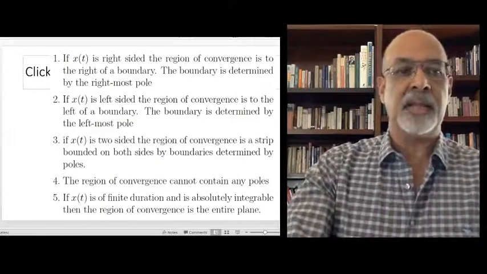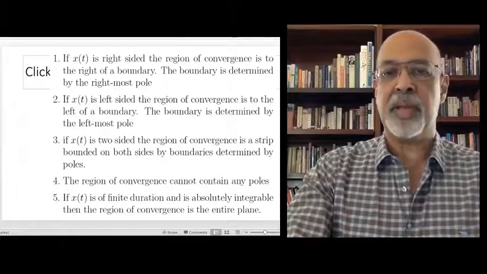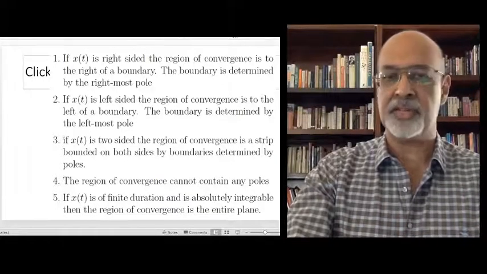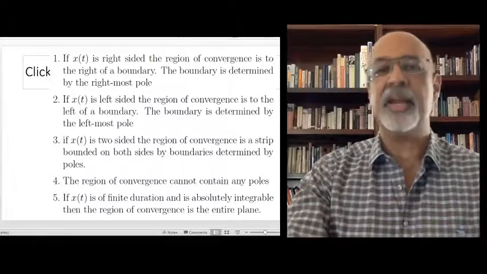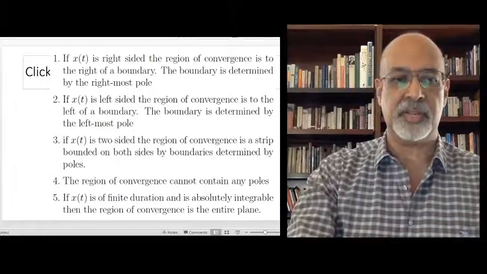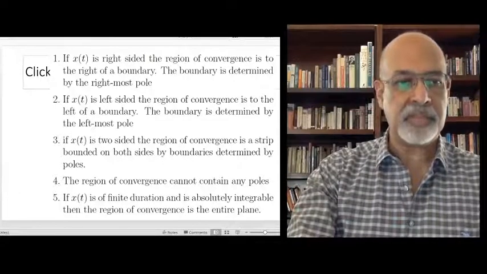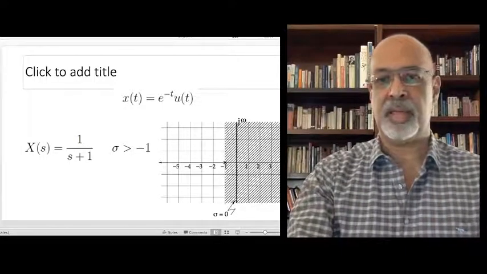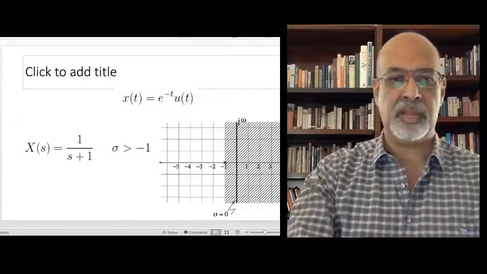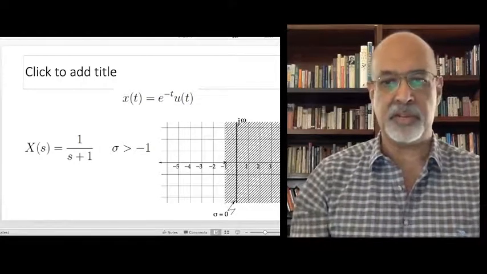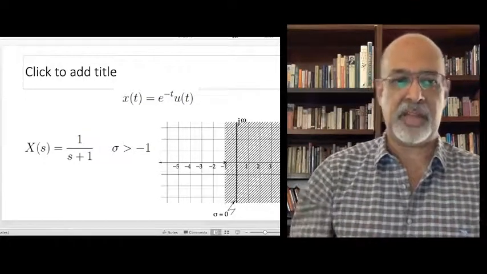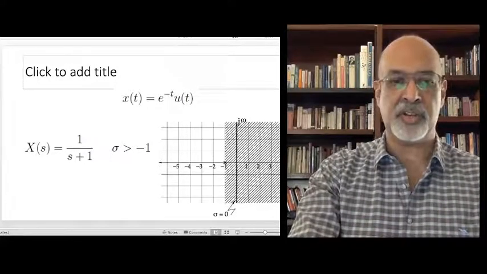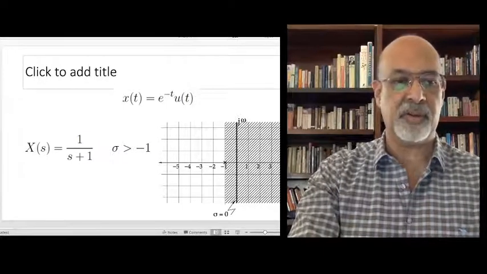Okay, so let's take these poles and do something else with them. Let's try to get an idea about the transfer function of a system by just looking at the poles. Here is a function: we have x of t equals e to the minus t u of t. For that, the Laplace transform is 1 over s plus 1. The region of convergence is sigma greater than minus 1.